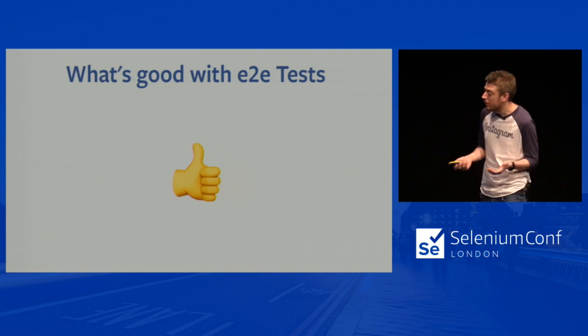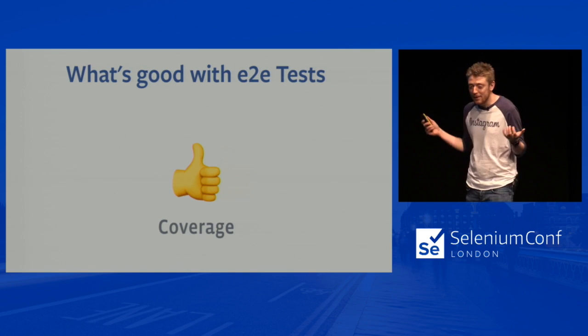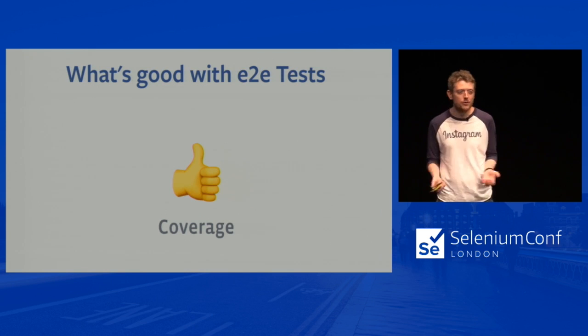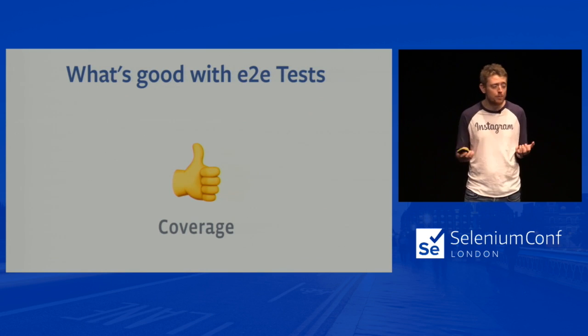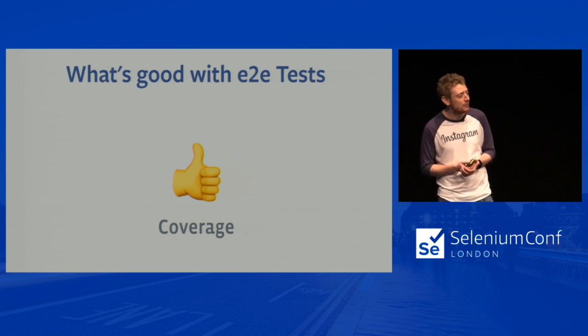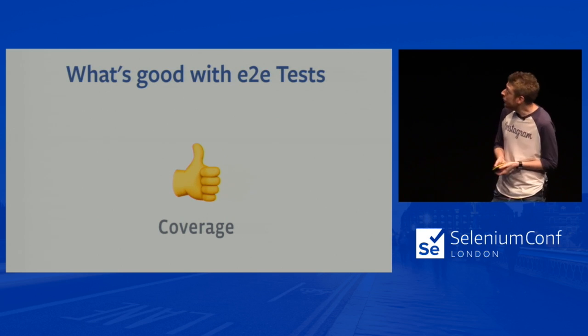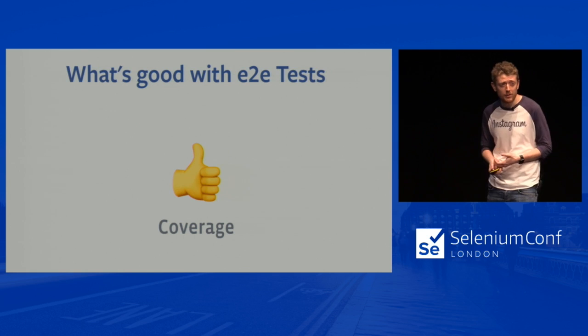Cool, so what is good about end-to-end tests? I think the thing that always comes up is coverage. You can cover a huge part of your infrastructure, your applications. You can tickle parts of your application that you never covered with unit tests or integration tests. You can test your back end at the same time. So there's obviously a huge part of your systems that you can cover.